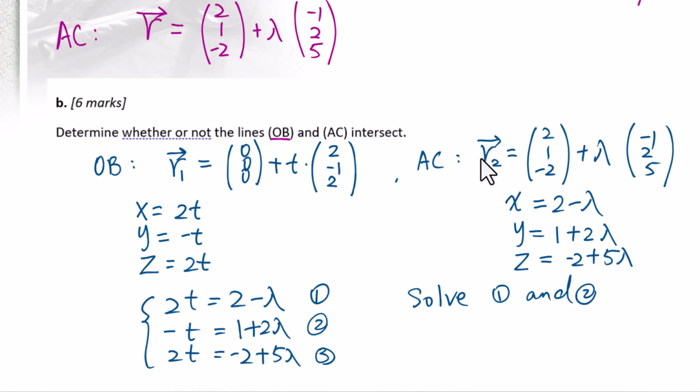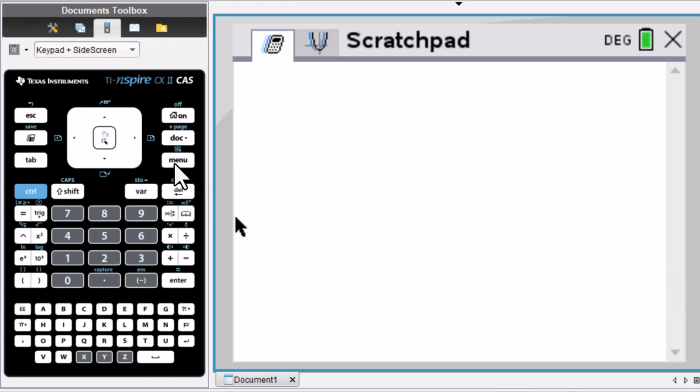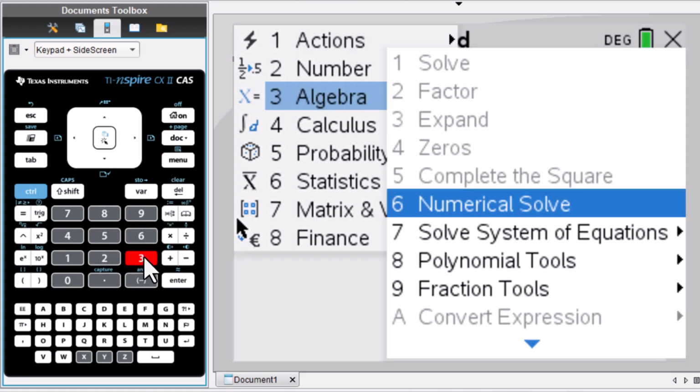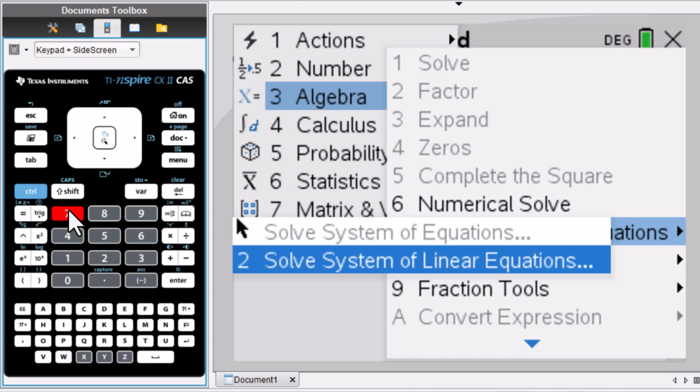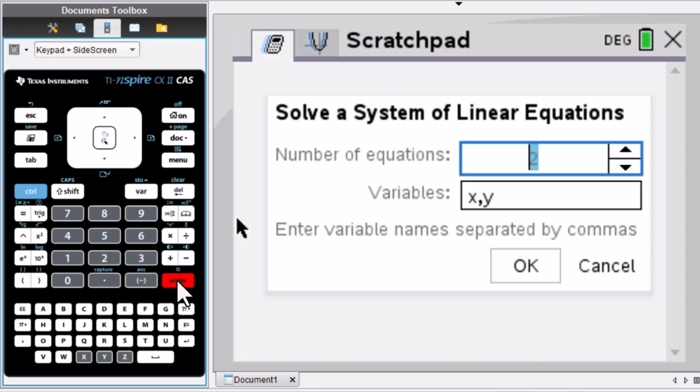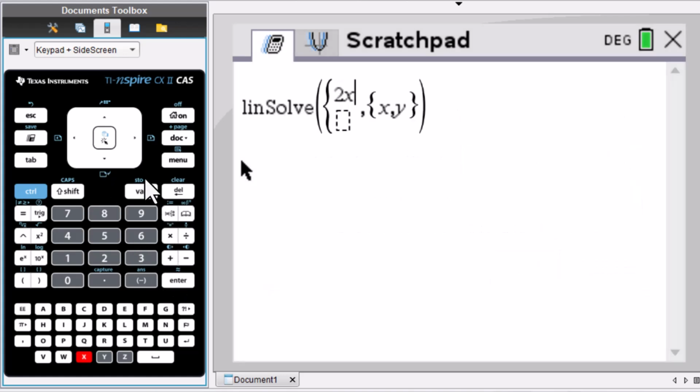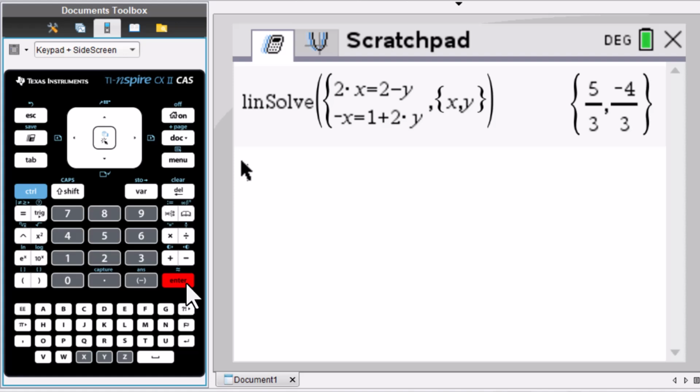We will solve the system of equations formed by 1 and 2. Let's go to calculator. Go to menu, 3, algebra, 7, solve system of linear equations. Enter. It's two equations, x for t, y for lambda. Enter. Type in the equations, then enter. t equals 5 over 3, lambda equals -4 over 3.